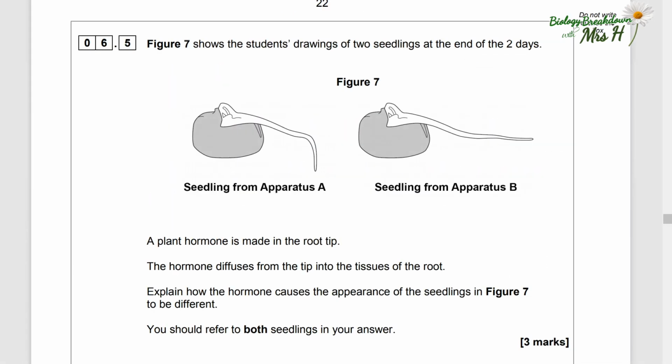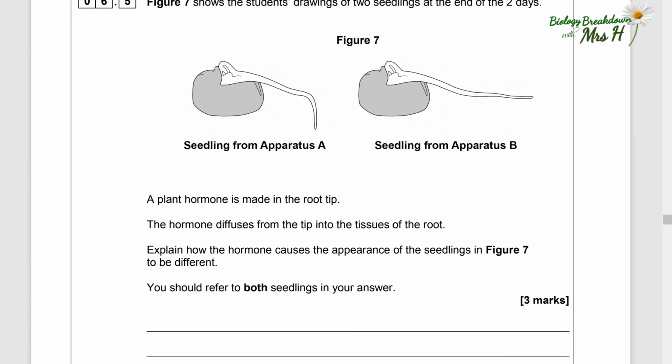6.5. Figure 7 shows the students' drawings of 2 seedlings at the end of 2 days. So the seedling from apparatus A is growing downwards, and the seedling from apparatus B is growing fairly straightish. A plant hormone is made in the root tip. That's our auxins. The hormone diffuses from the tip into the tissues of the root. Explain how the hormone causes the appearance of the seedlings to be different. You should refer to both seedlings in your answer.